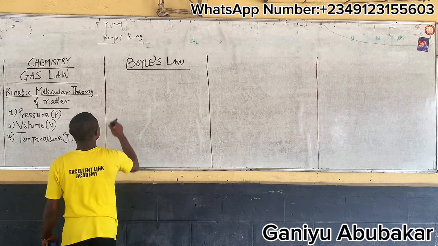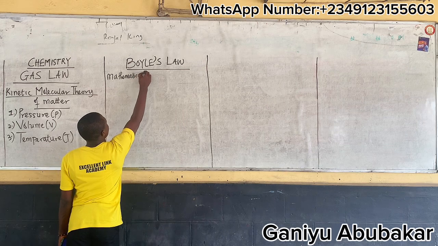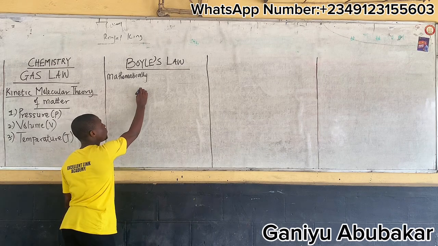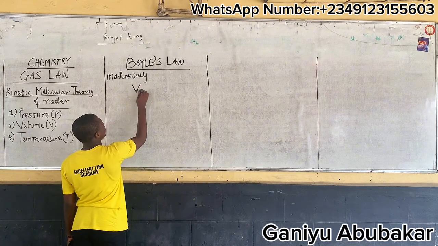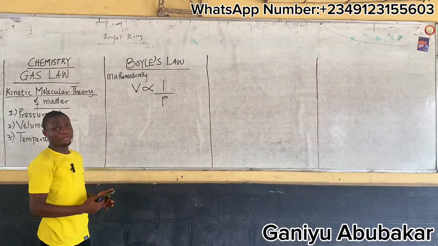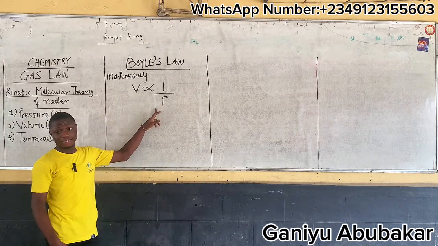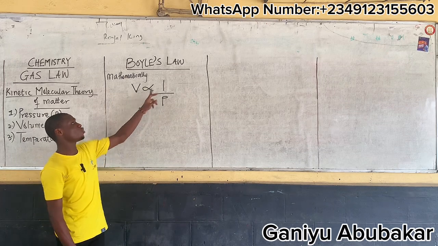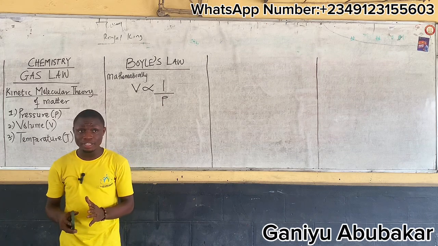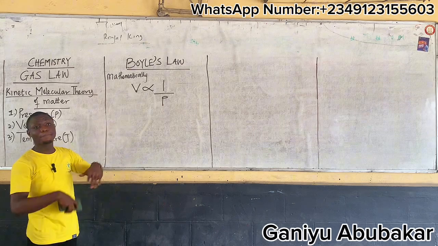Hold on, please. From here, mathematically, observe. We said that Boyle's law states the volume of a given mass of a gas is inversely proportional to pressure. The way you represent inverse proportionality is to use 1 over that quantity. So V is proportional to 1 over P, provided that temperature is kept constant. When temperature is kept constant, we talk about Boyle's law.